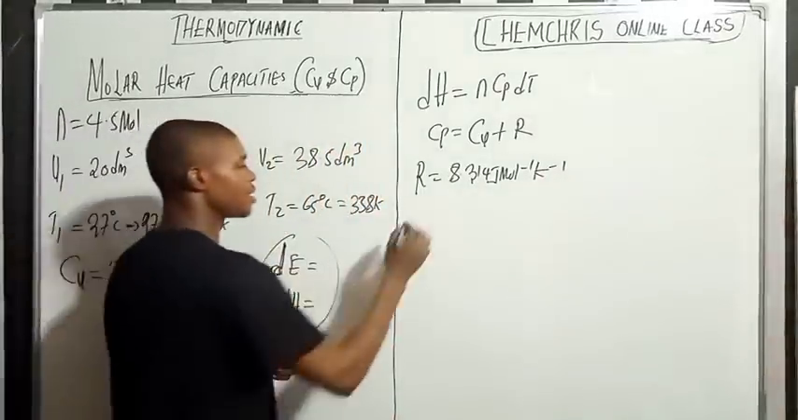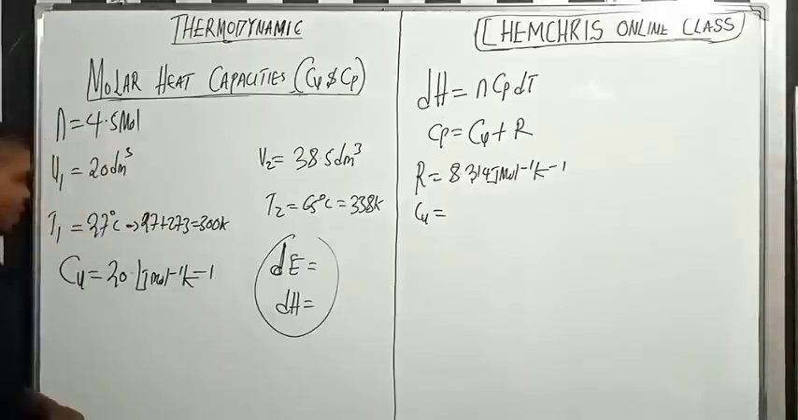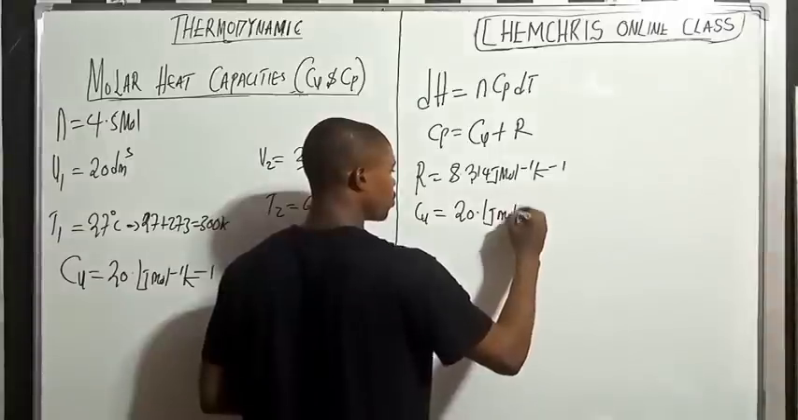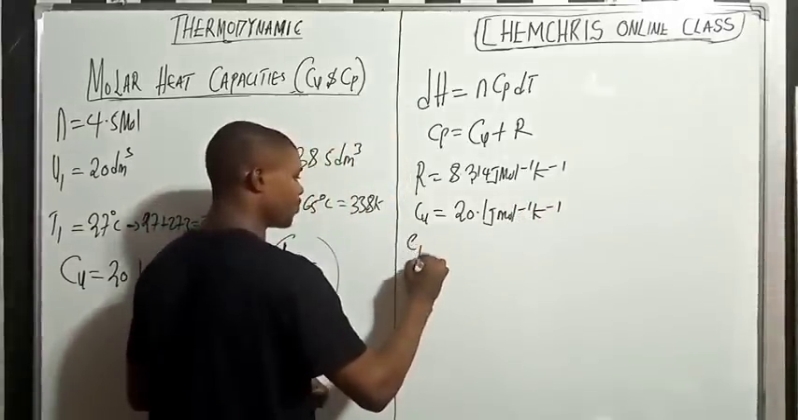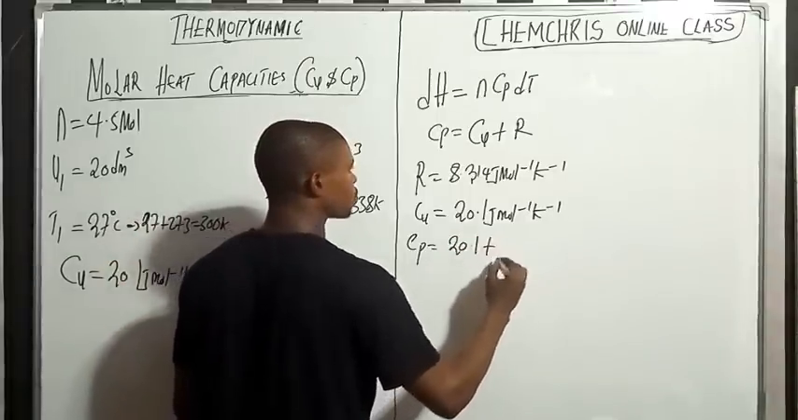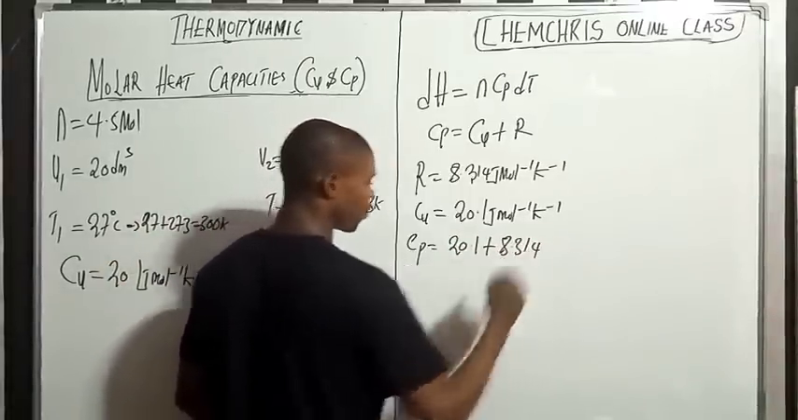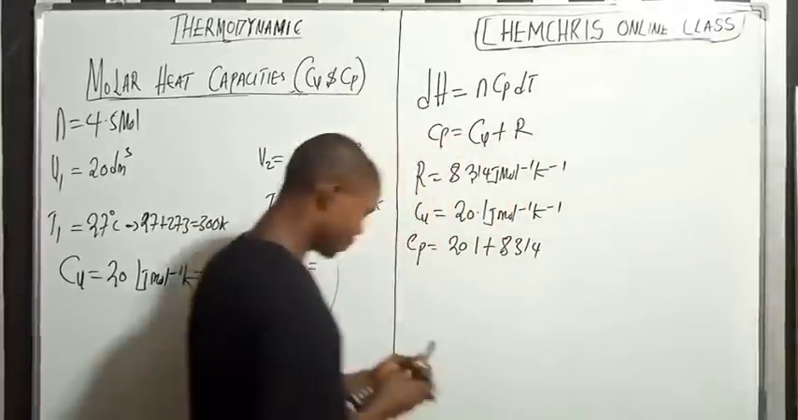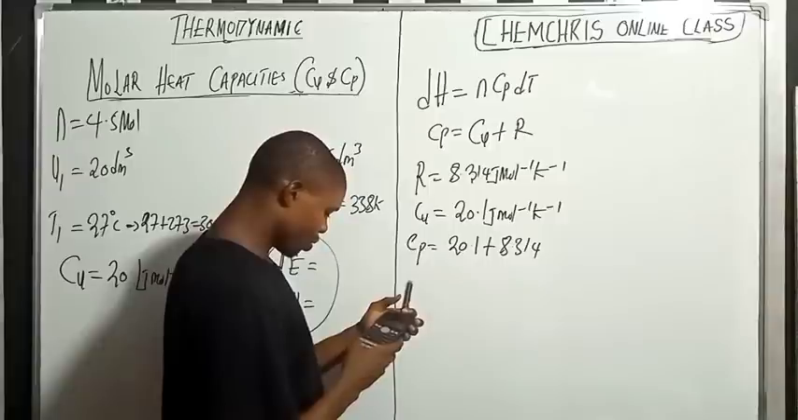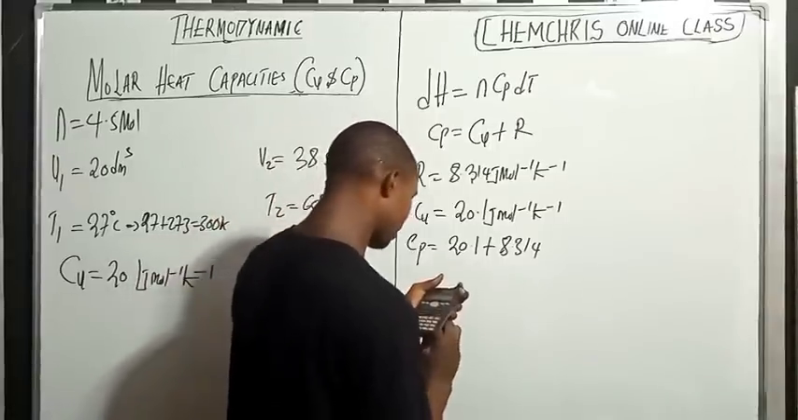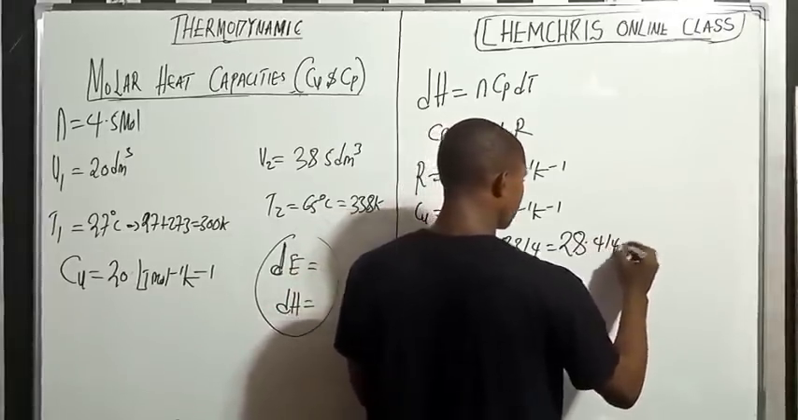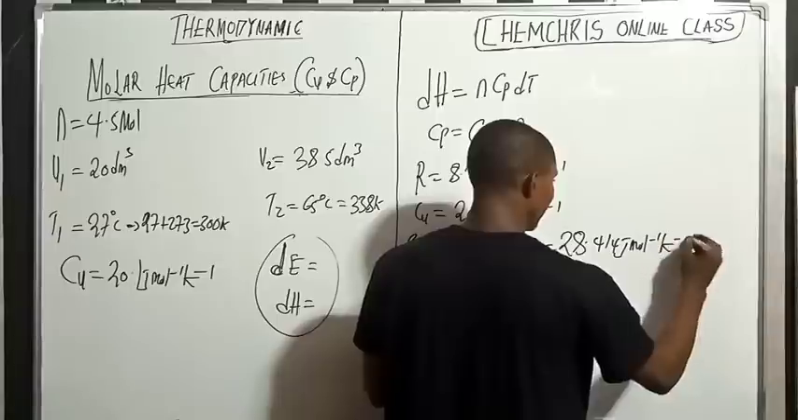So remember Cv is 20.1 joules per mole per Kelvin. So my Cp is very easy. Add two of them. It will be 20.1 plus 8.314, and you will have 28.414 joules per mole per Kelvin, right?